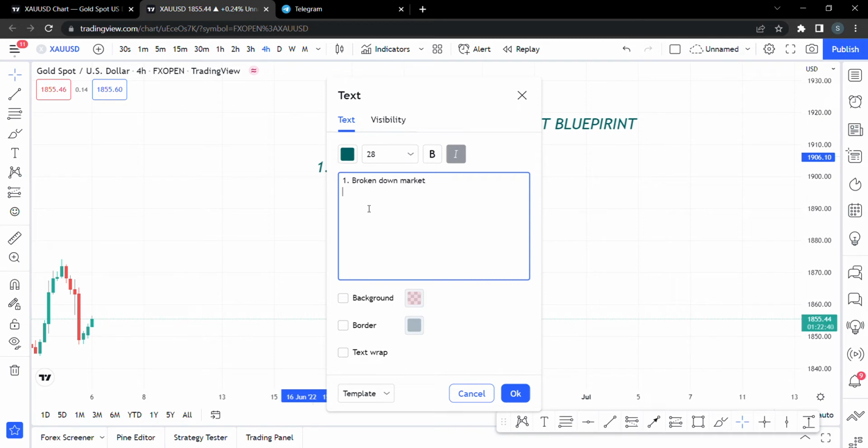And the next thing I need to see is this: a very broken down market, with three pushes, or three busts, in form of retracement.